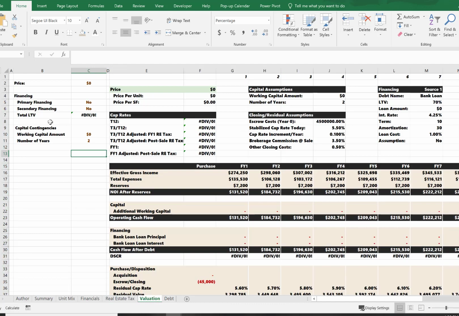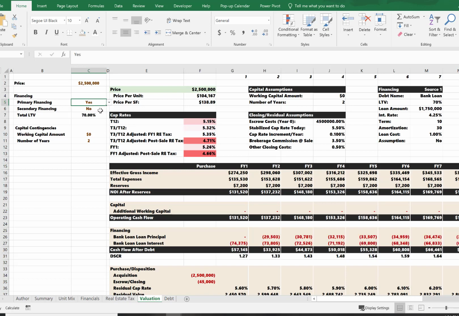So this is the final tab where you have any inputs you need to enter. The first thing is the price. So we'll say the broker's pricing guidance was $2.5 million. All right. And then primary financing. Remember we typed in the financing assumptions on the summary tab. And in this deal, we didn't have a secondary financing option. So we're just going to say yes for primary financing. We're going to leave secondary financing as no.